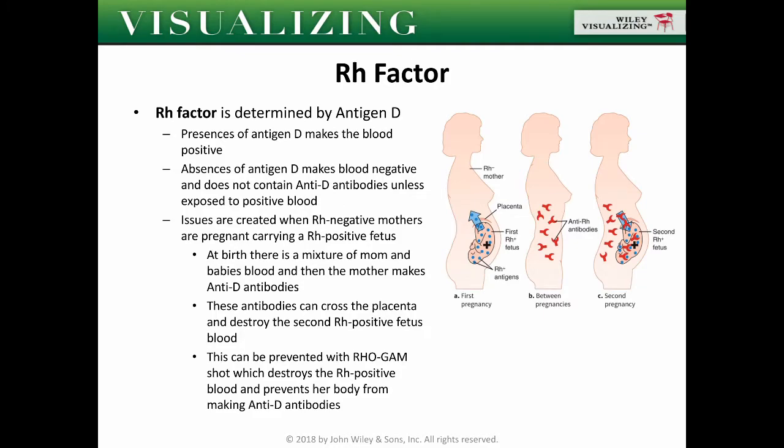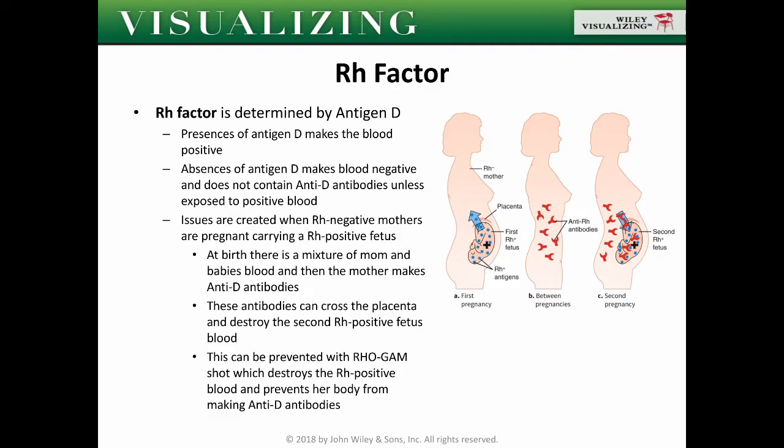And aside from the ABO blood system, you have the Rh factor, which is determined by antigen D. So the presence of antigen D makes the blood positive. The issue with Rh factor is apparent for pregnant women. So if we have Rh negative mothers, that means they do not have the antigen D. They will develop, although not always, when they carry an Rh positive fetus, antibodies for Rh, for the antigen D.